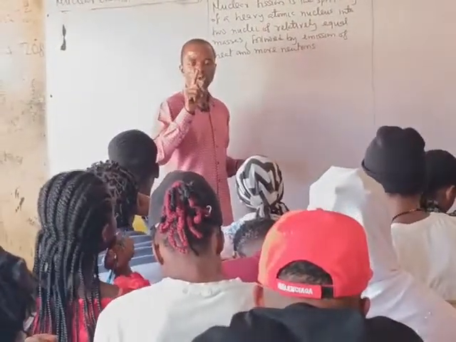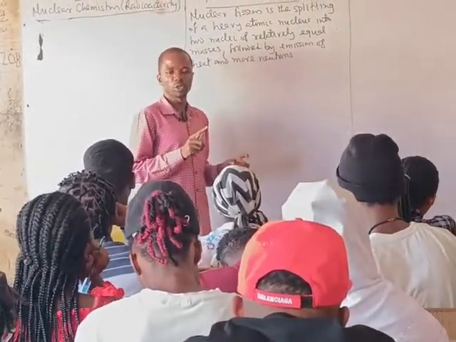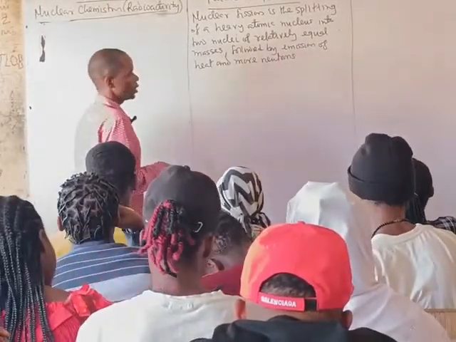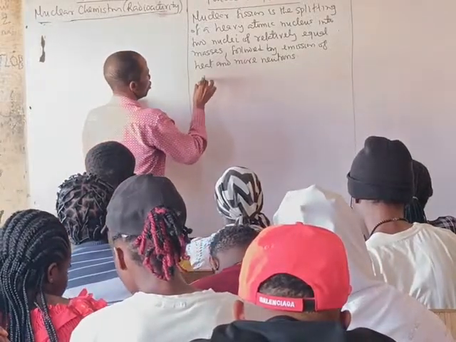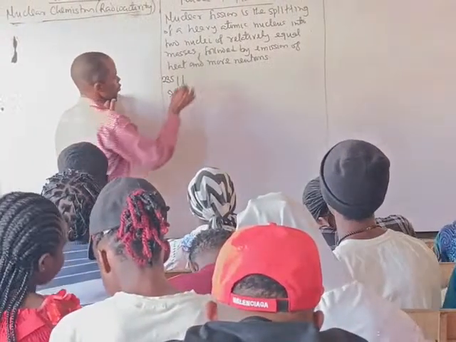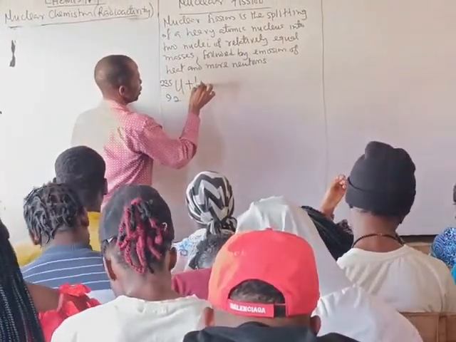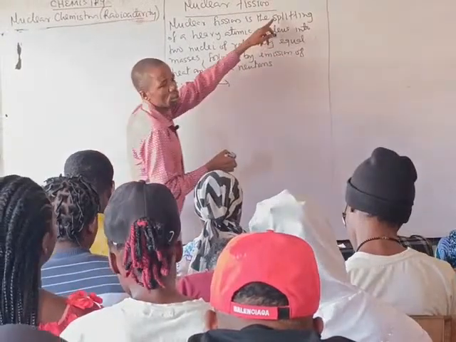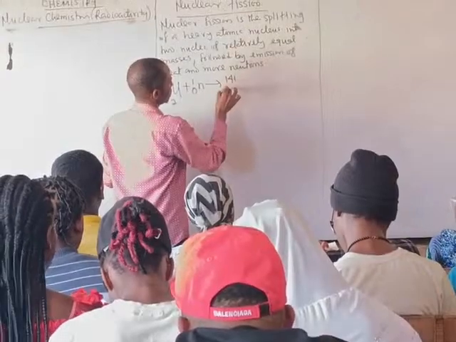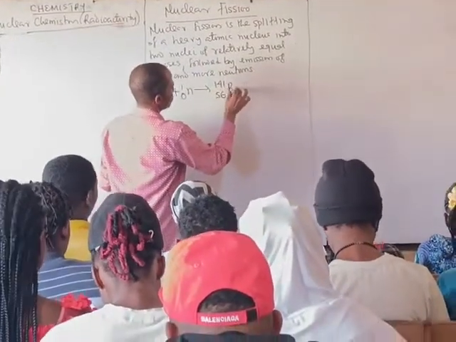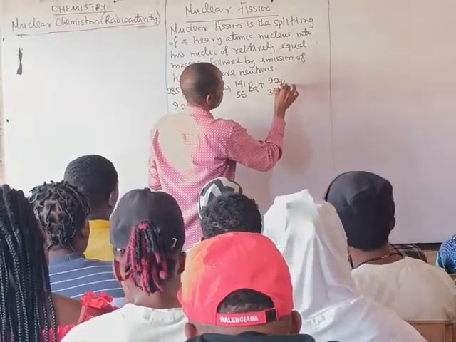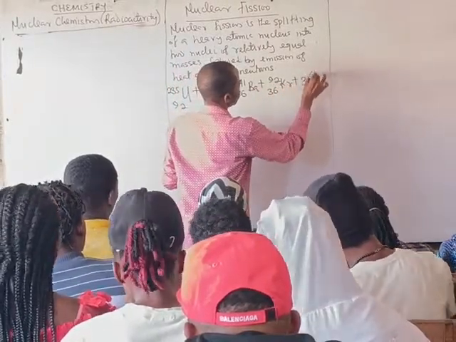As a matter of fact, only one neutron is needed to bring about fission, but more than one neutron will be produced after that particular fission. Let's see what happens if uranium-235 with atomic number 92 undergoes fission when bombarded with a neutron. It will split into two nuclei. Let's look at the two nuclei. 141, 56 barium plus 92, 36 krypton plus 3 neutrons.